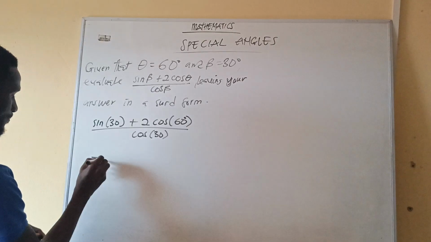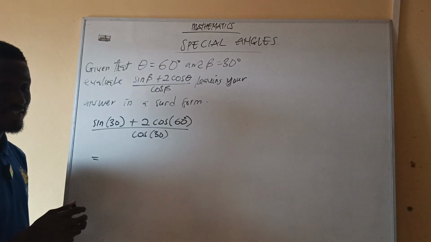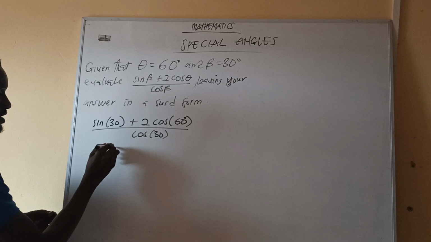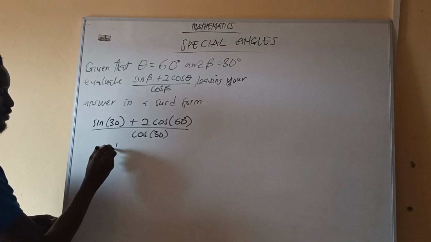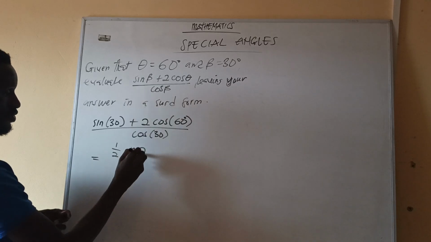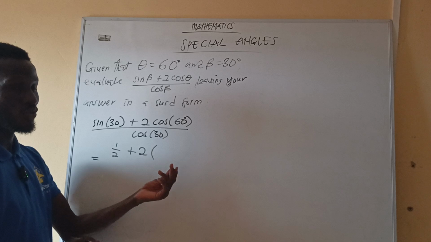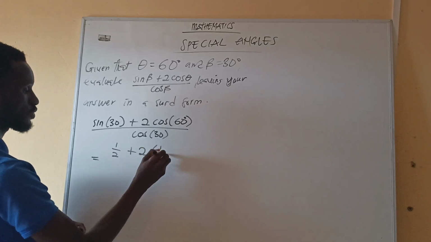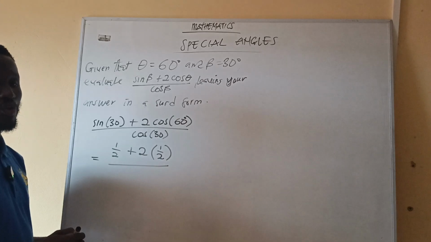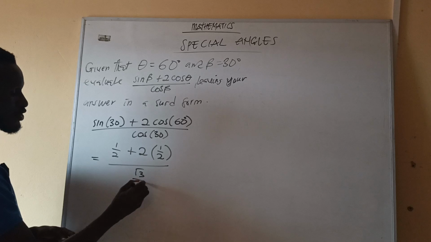In our previous video, I proved cos and sine 30, and we realized that sine 30 is 1 out of 2. Plus 2 times cos 60. Cos 60 is 1 out of 2. You can use a calculator to confirm. It's 1 out of 2. Now divided by cos 30. Cos 30 is root 3 out of 2.